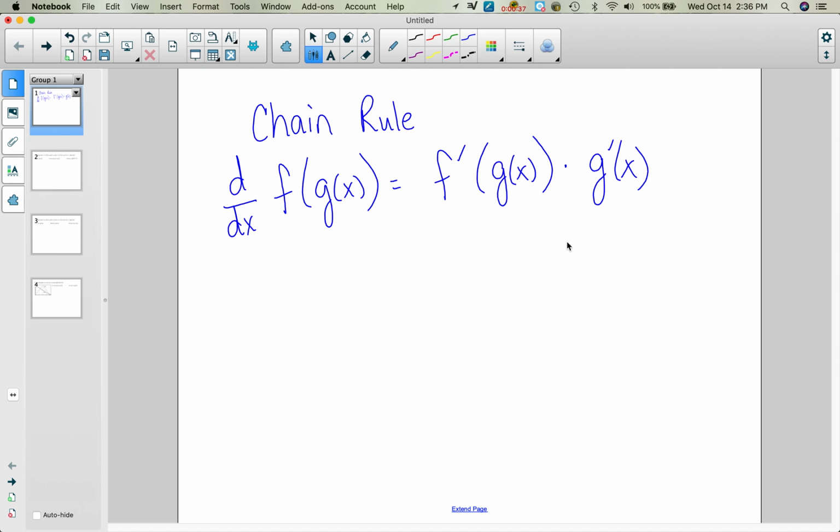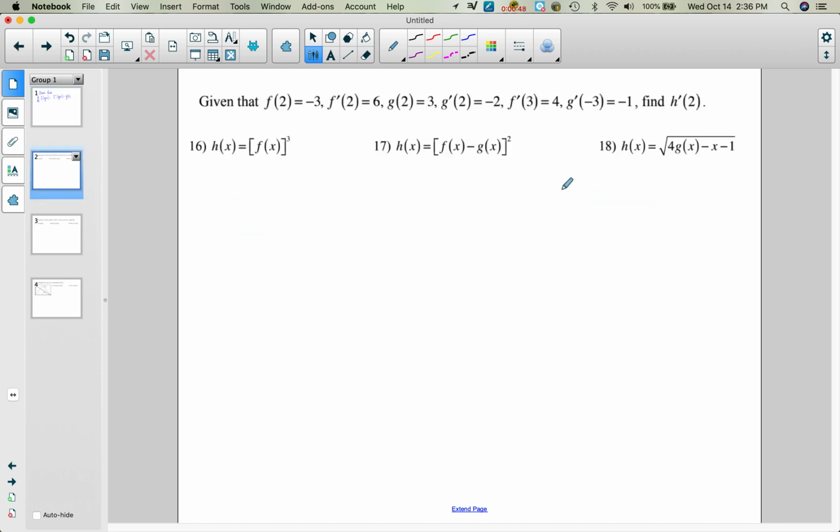I like it with words, the derivative of the outside function with the inside left unchanged times the derivative of the inside function, because that's actually probably going to be easier to remember than a formula. So here we don't actually know what f of x and g of x are equal to. So we have to find h prime of x, and then we're going to plug in values. Remember, you don't plug in the values until after you find the derivative.